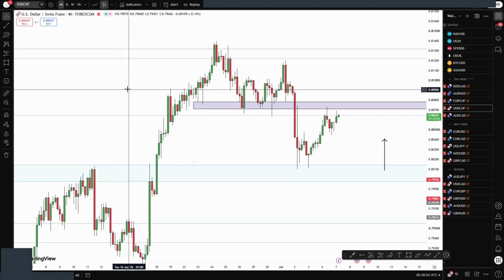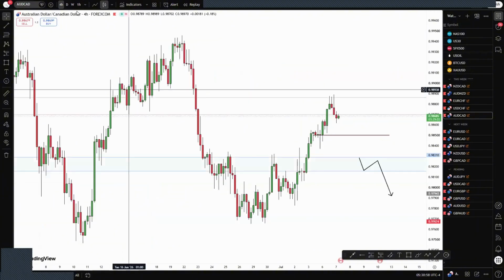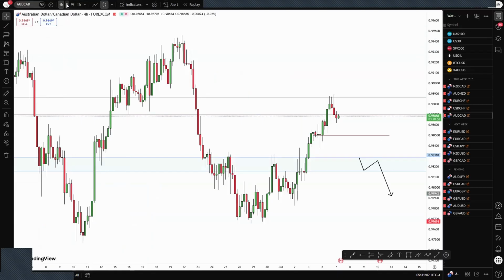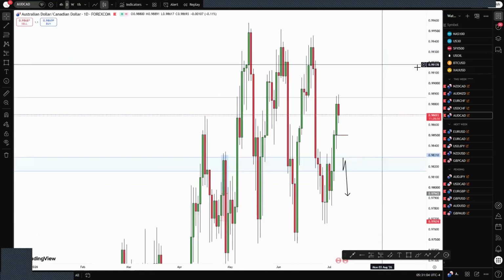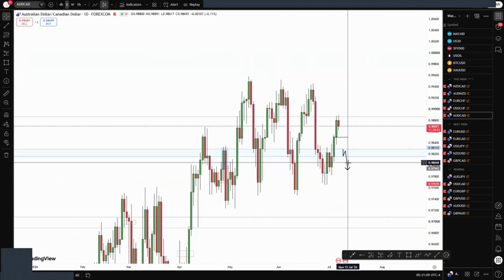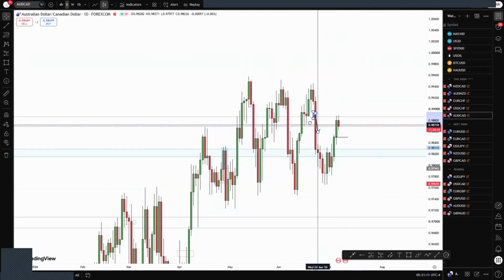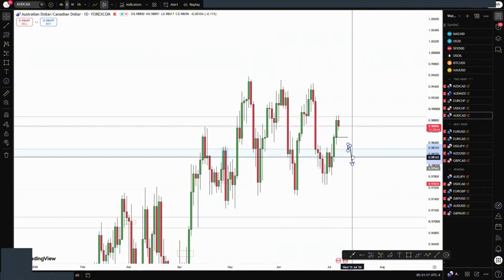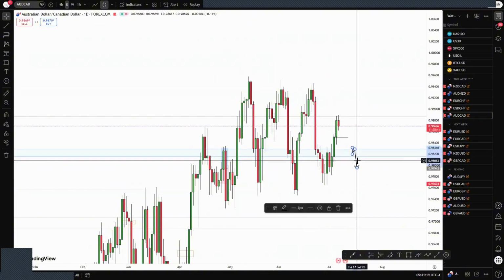What do we have next? ID card. For this one, price has done what I told you it would do if it wants to retest: respect this level here. But I'm waiting for something here.